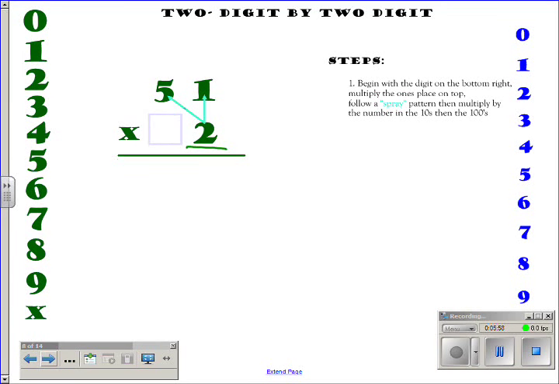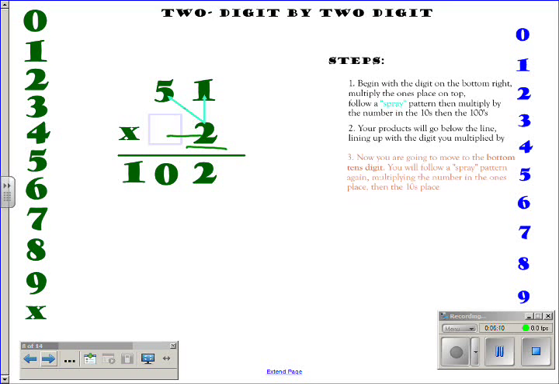So in this case, we go 2 times 1 is 2, 5 times 2 is 10. Then what you're going to do is move over 1 place. So you're going to look at our 3. Now you can also here kind of pretend that 2 doesn't exist, if that helps you.